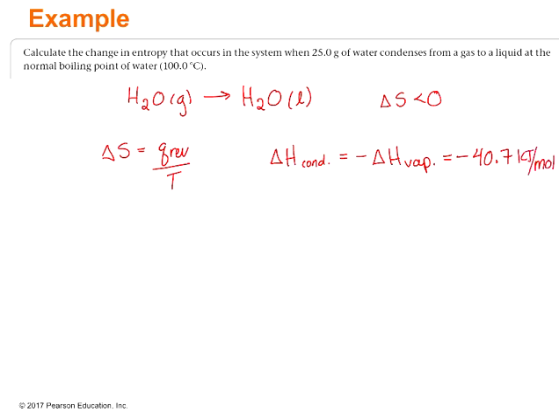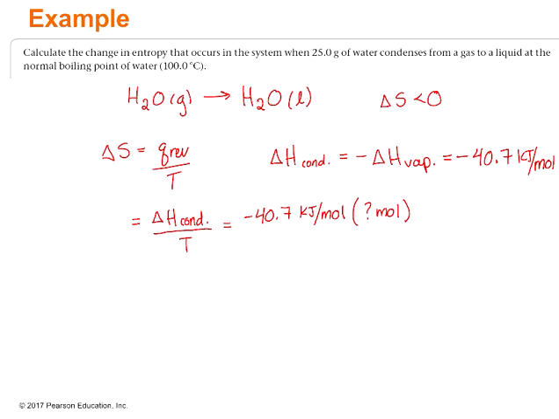Okay, so that's going to be the heat that we plug into this equation. So we could also write this as the change in enthalpy for the condensation of water. All right, so let's plug in that 40.7 kilojoules per mole. Oh, but we do need to take into account how many moles we have. Okay, so let's figure out how many moles we have.